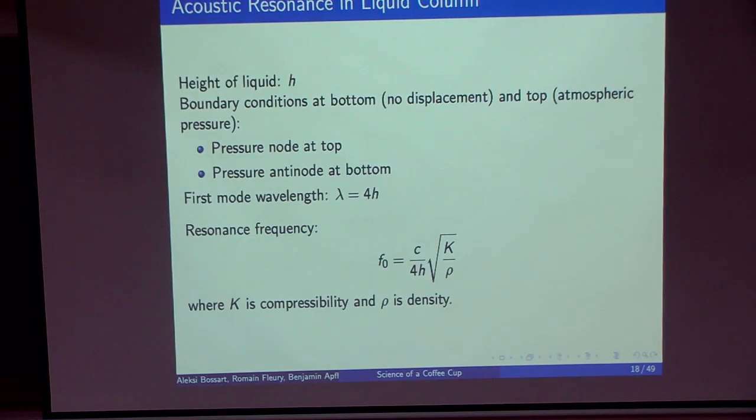So the height of the liquid is H, with the boundary condition at the bottom that there is no displacement, and at the top atmospheric pressure. So again, pressure node on top, pressure antinode at the bottom. Again, this is the same flow of pipe thing from waves. The first mode wavelength is lambda equal to 4h. Resonance frequency again. K is compressibility, rho is density.